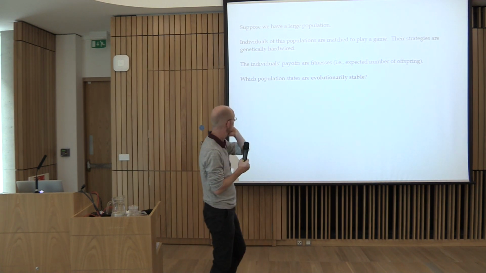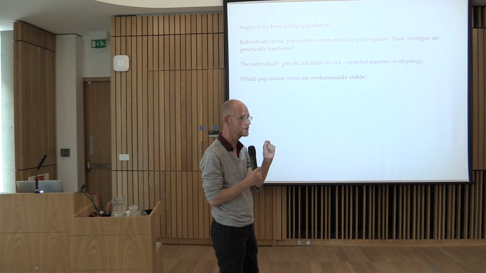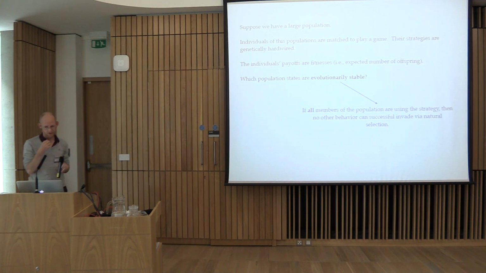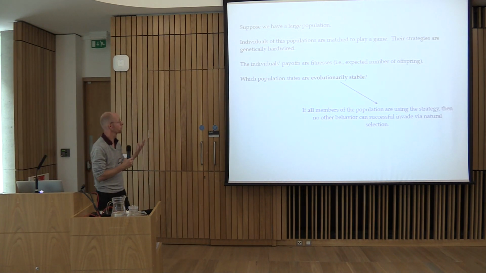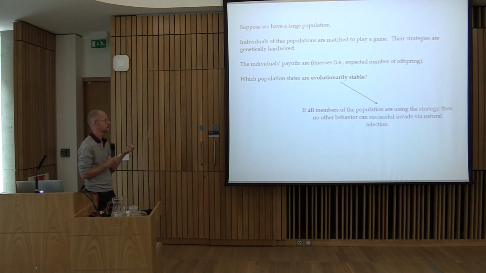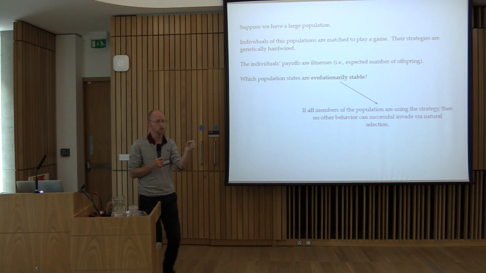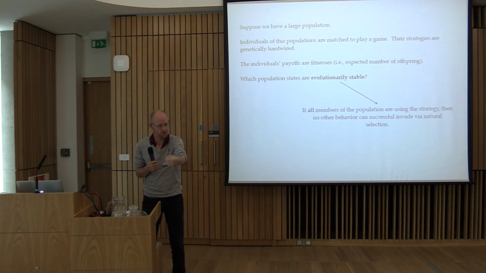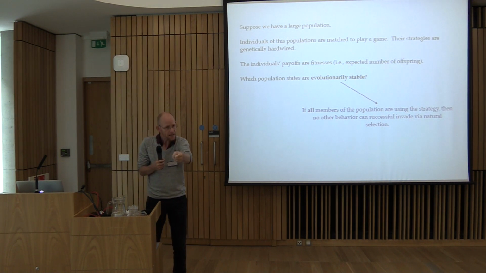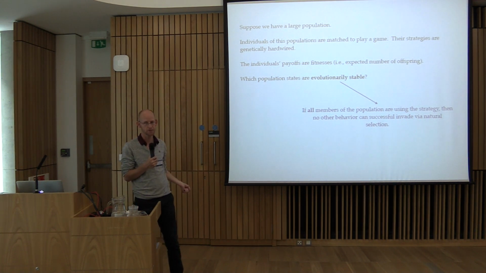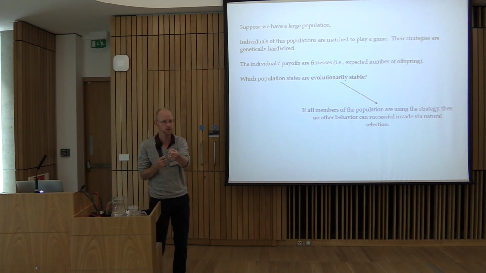But we want to say what it means for a strategy to be evolutionary stable. Which population states are evolutionary stable? Well, all members of the population are playing the same strategy, but now you have a new guy who plays a different strategy. He cannot invade this population, so he will immediately drop out of the population. He will not do well against the population, which does much better.